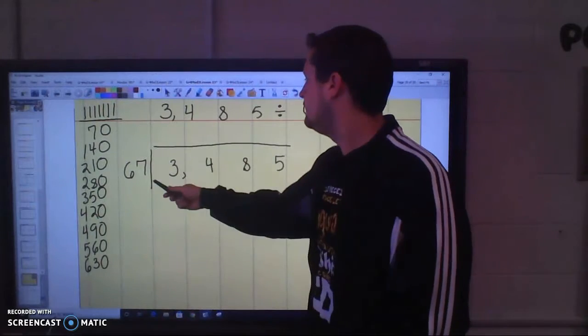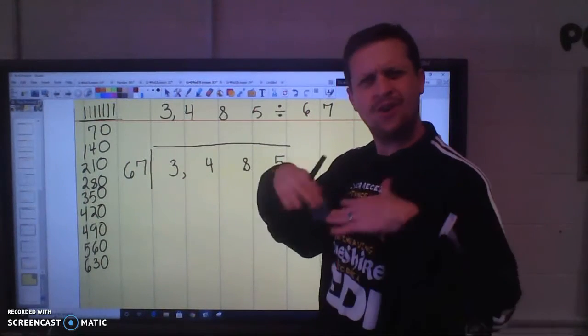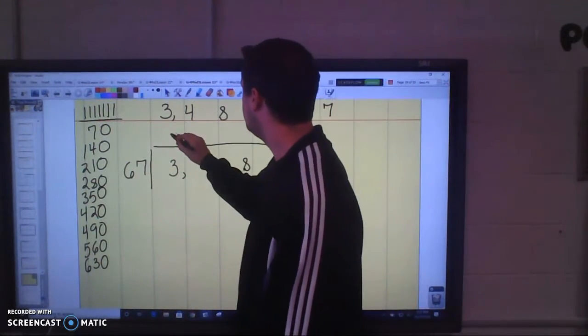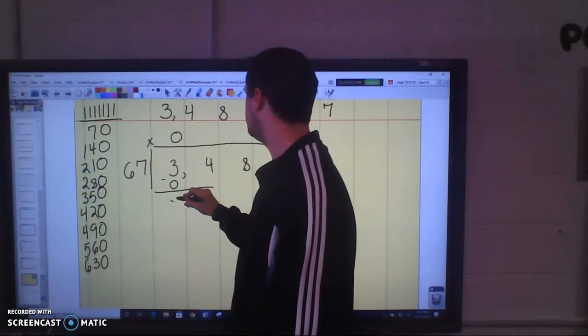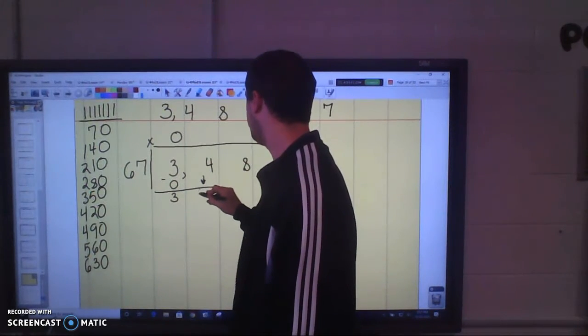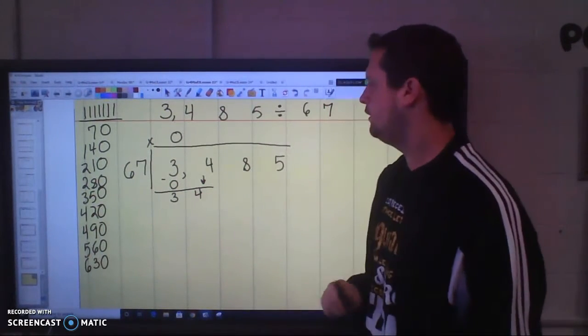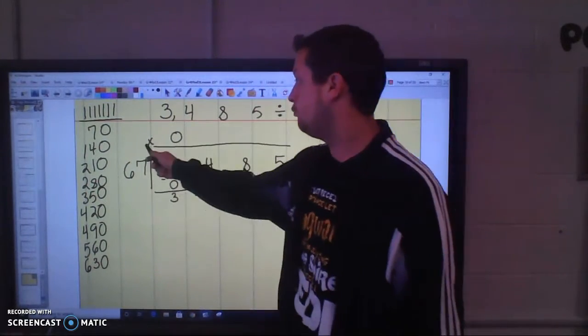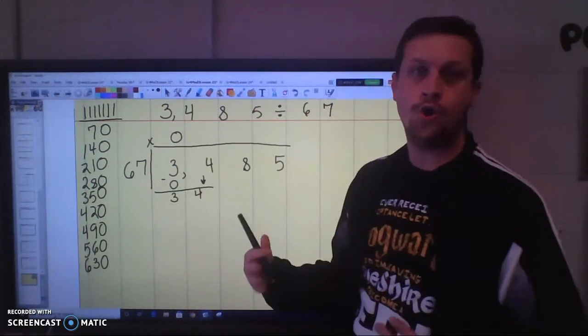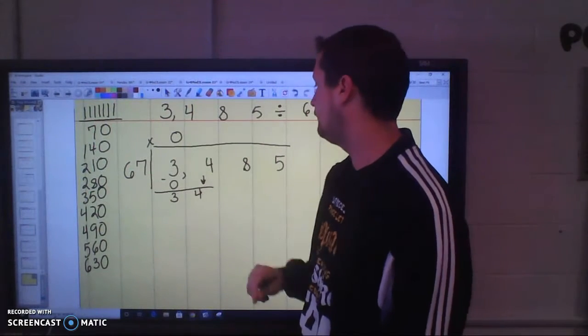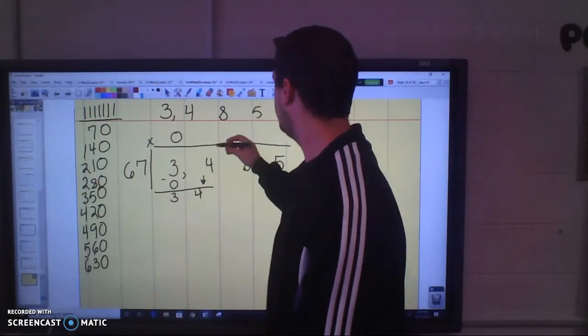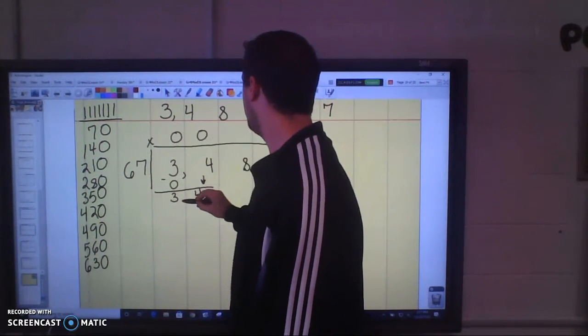So, let's see. 67 go into 3. No way. 0 here. 0 down here. And we subtract and we bring down our 4. So now we're at 34. Can I make a group of 67 out of 34? No, because our first estimated multiple was 70. Definitely not working there. Okay? So, we'll put another 0.